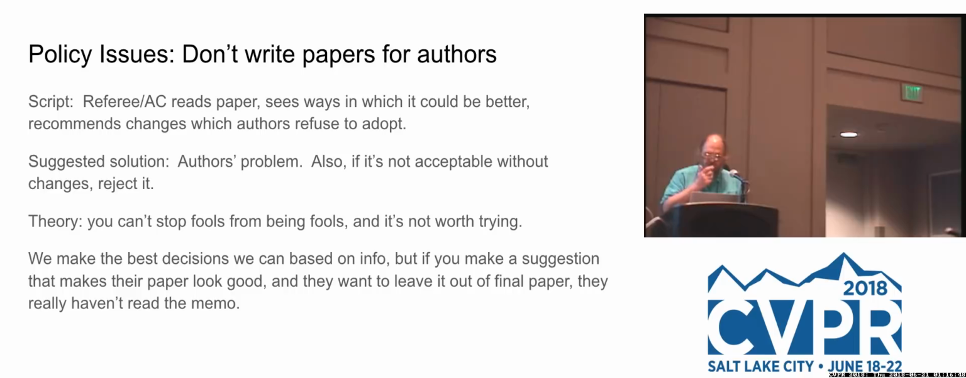There is no need to write papers for authors. I don't want to read to you all of these scripts, but we had a whole bunch of slides like this. And the slide essentially said, here is a situation that happens a lot. The referee and the AC read the paper, see ways in which the paper could be better, recommend changes, and then the authors refuse to adopt them. Suggested solution. I don't want to bind the ACs. The reason there were 108 smart people in the room is they're better at what they're doing than I am, and I trust their judgment, right? So I want to give them tools within which to operate and suggestions about how to operate, but I'm not saying you do this. Suggested solution, author's problem.